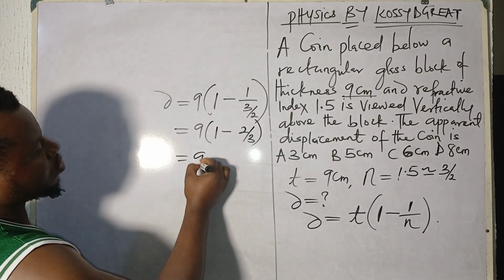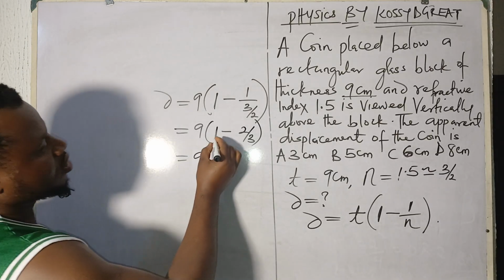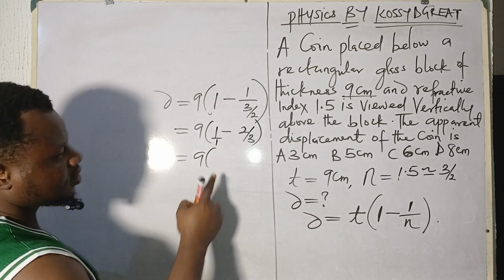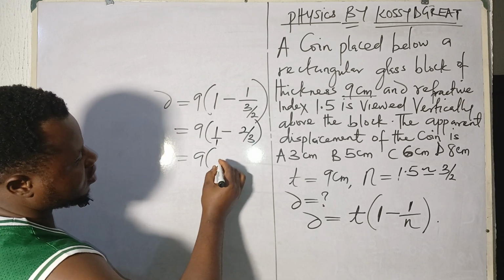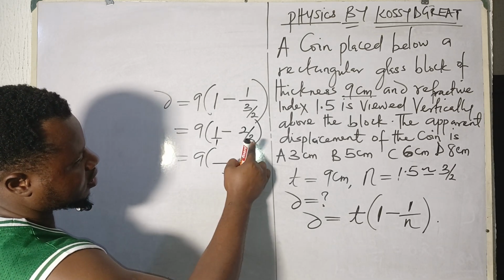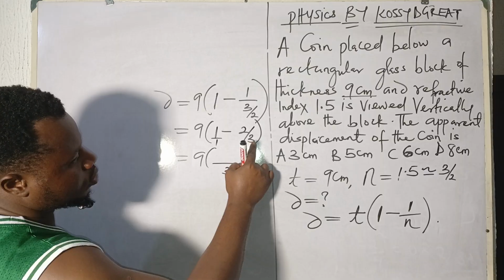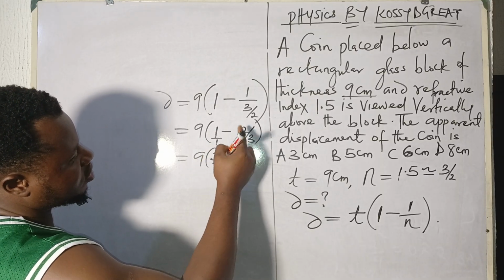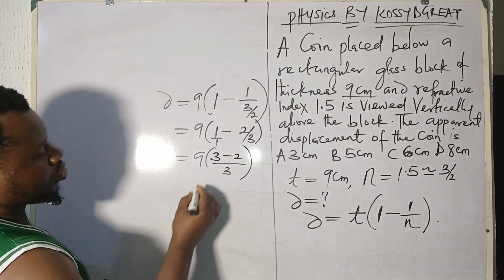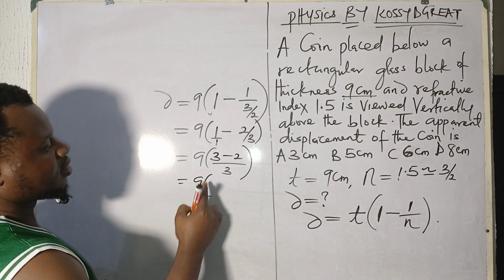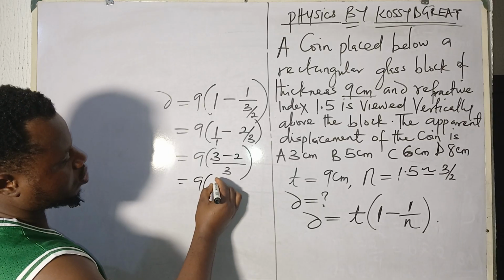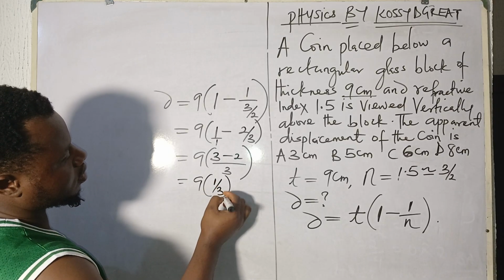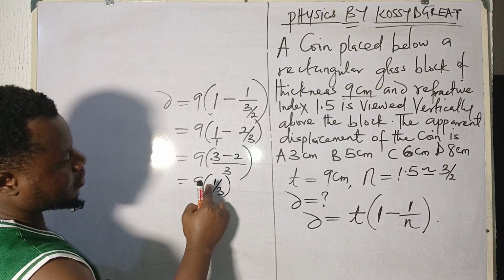So this is equal to 9 times the bracket of 1 minus 2 over 3. The LCM is 3. Write your 3, use it to multiply the 1, giving 3, minus 2. So we have 9 times the bracket of 3 minus 2 over 3, which is 1 over 3. So this is 1 divided by 3.